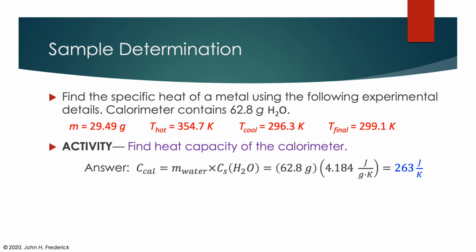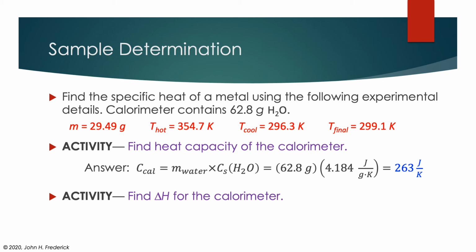The calculation that you should have done involves the following. The heat capacity of the calorimeter would be the mass of the water times its specific heat. The mass is 62.8 grams. The specific heat of water is 4.184, so that would give us a heat capacity of 263 joules per Kelvin. I have another activity for you. Now let's find the enthalpy change for the calorimeter.